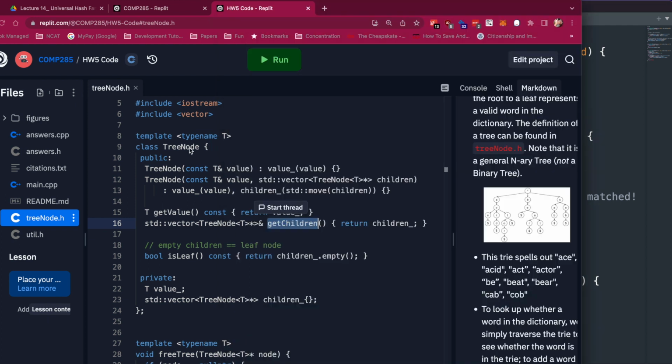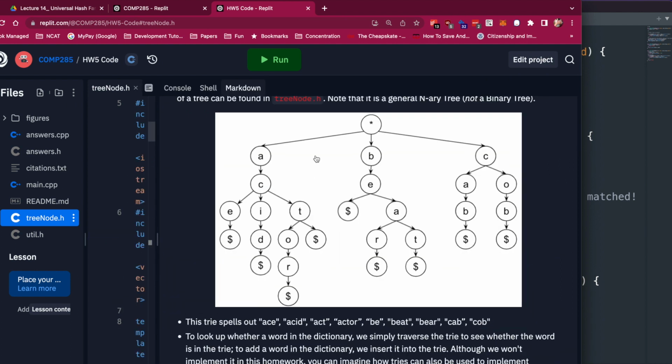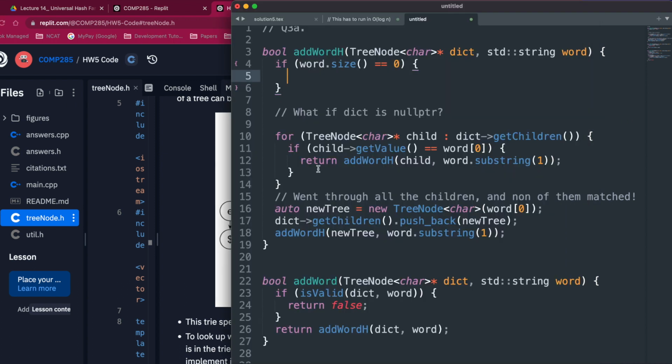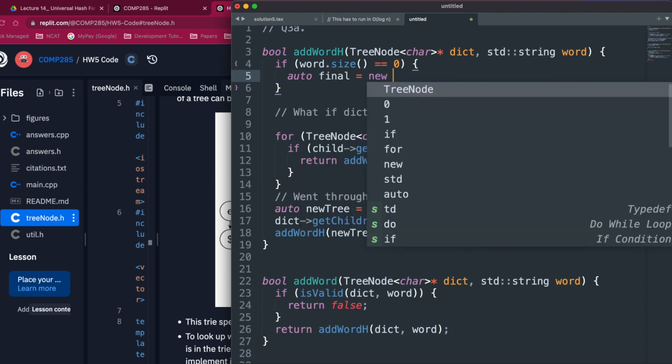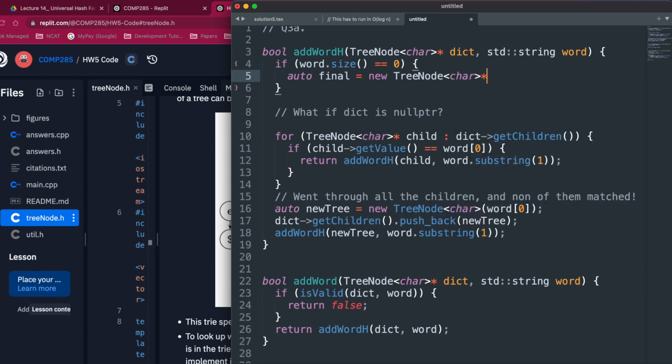So essentially, if we go back to our example, let's say we wanted to add just the letter D. So we started at the root, we iterated, we didn't find anything. So then we added the letter D, we call ourselves on that new tree, and now this is empty, which really means that we just need to add a single child telling us that we are now at the end. So we would add a final, which is going to be a new tree node of characters.